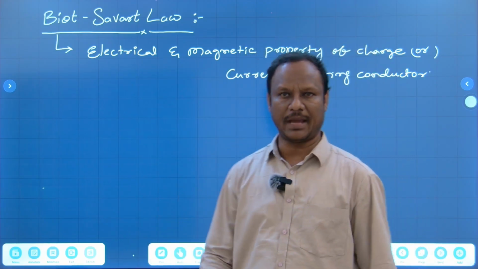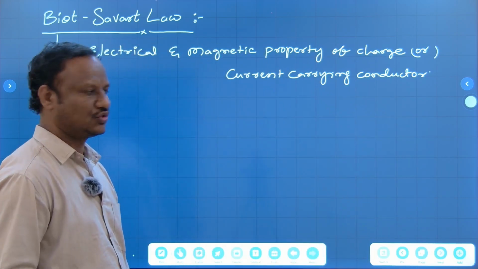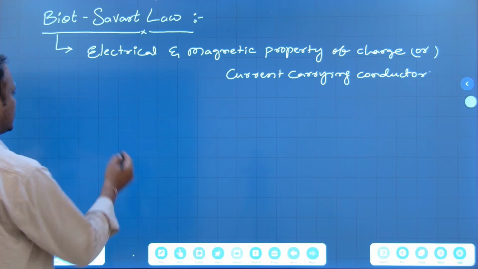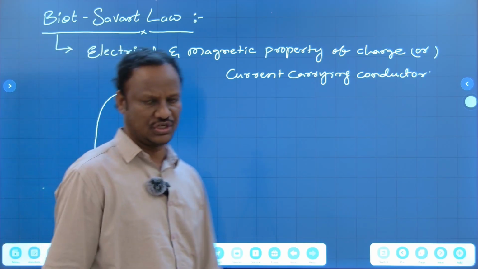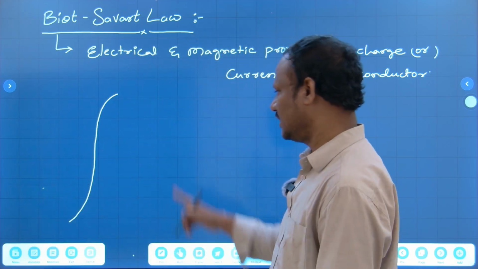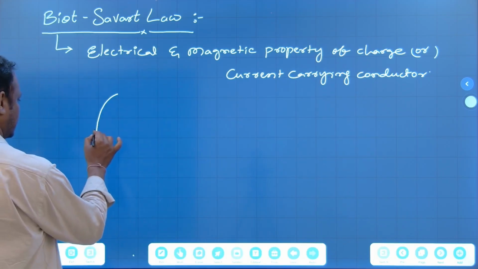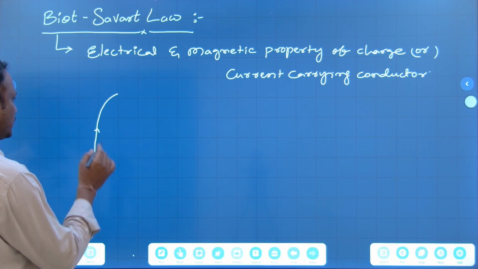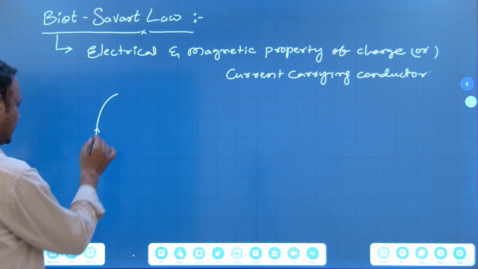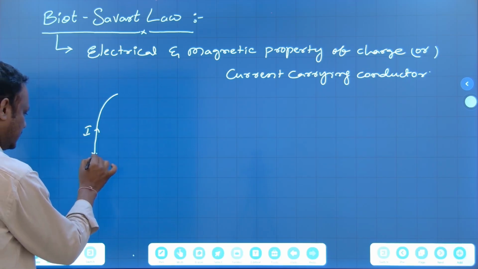So what is the magnetic field produced by it? For example, you can take the conductor as a straight wire or any different form. If the current is passing through it, from this we have to choose a length element. The current direction is I. Just imagine it as a length element.